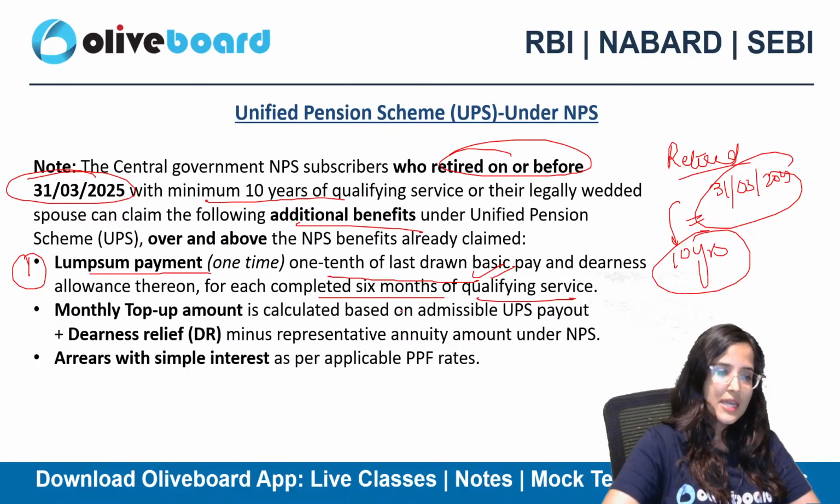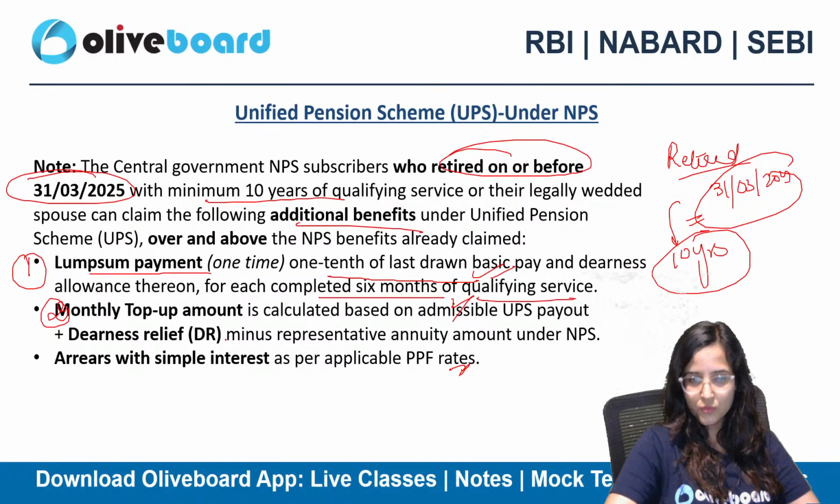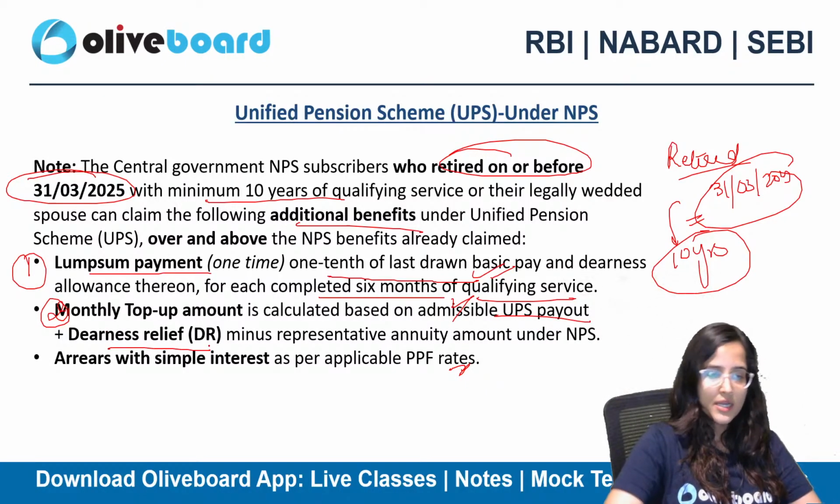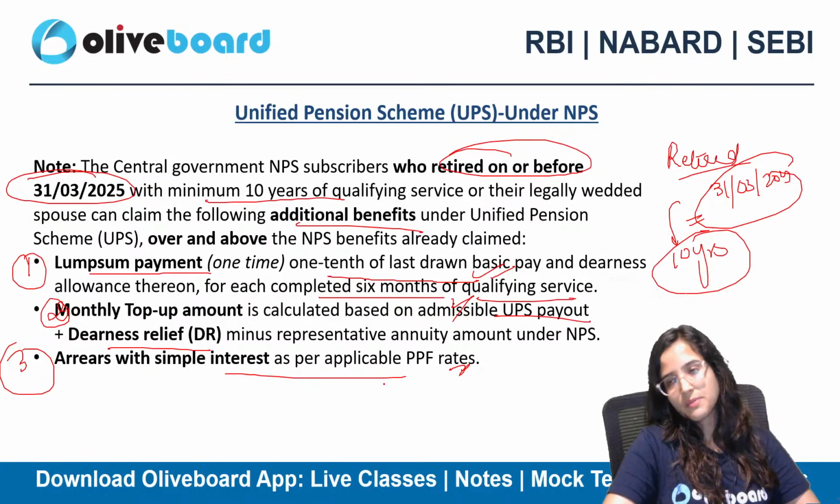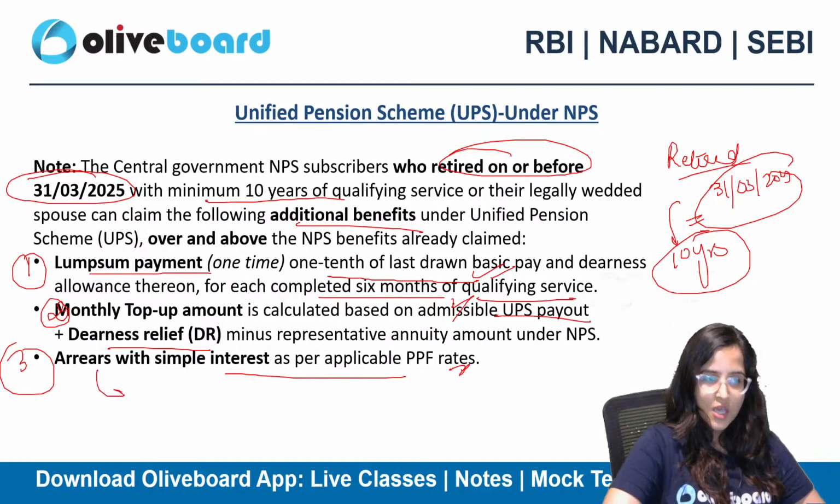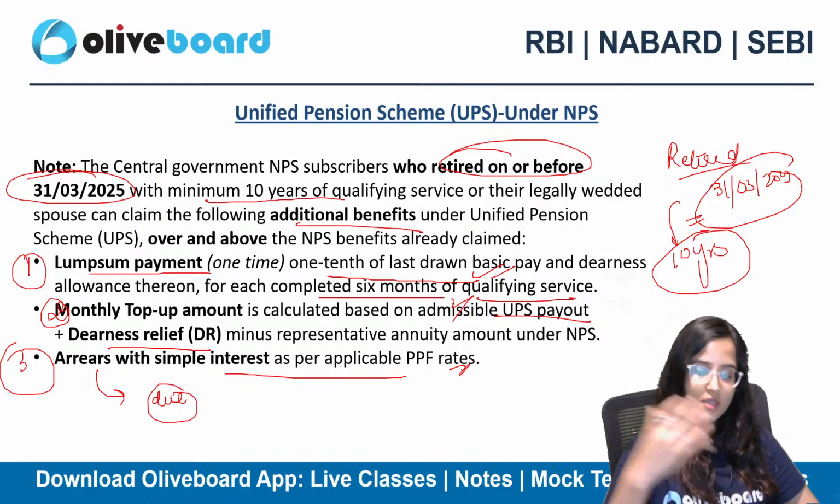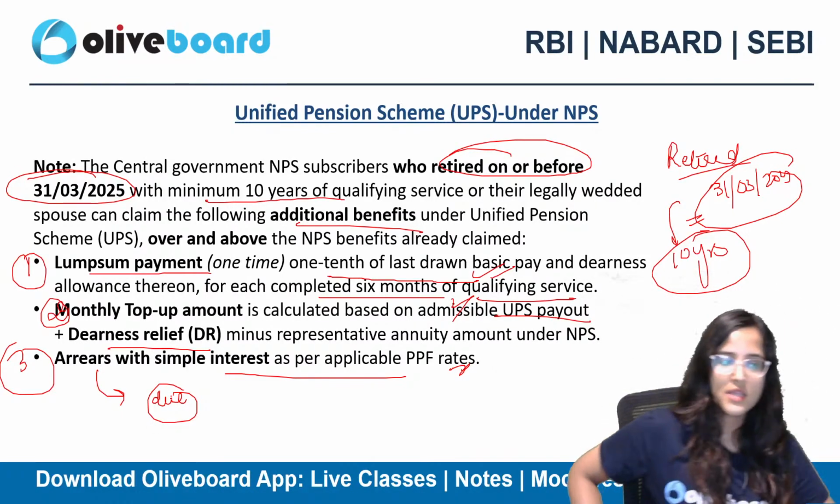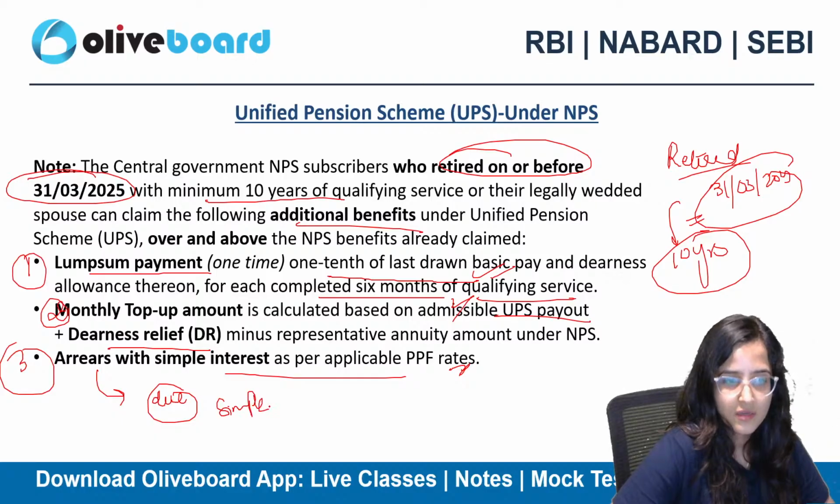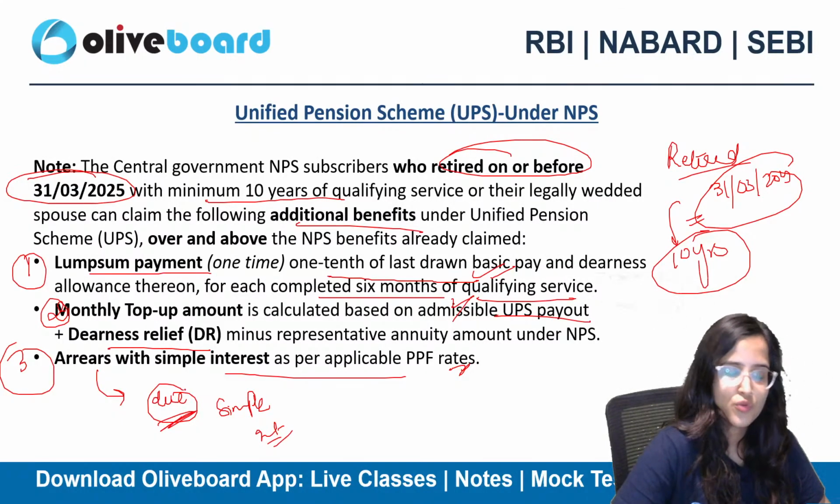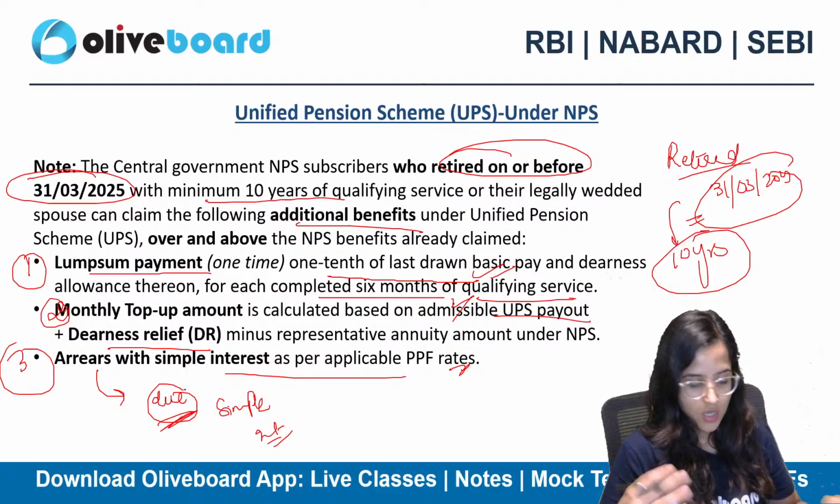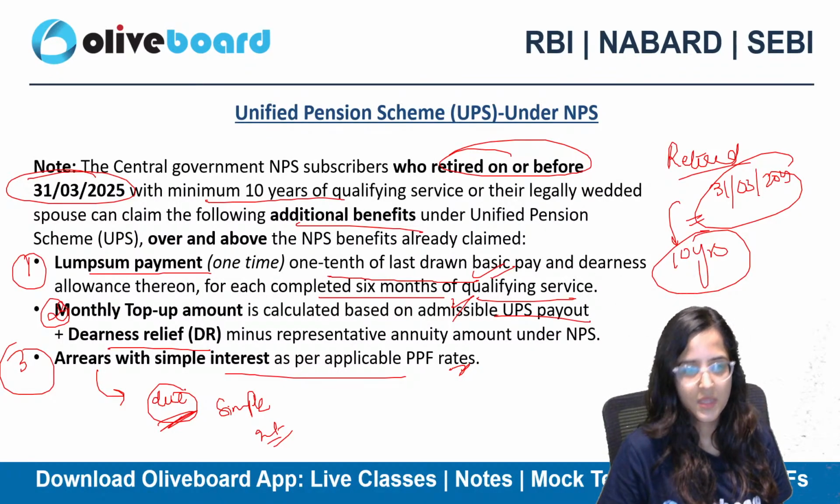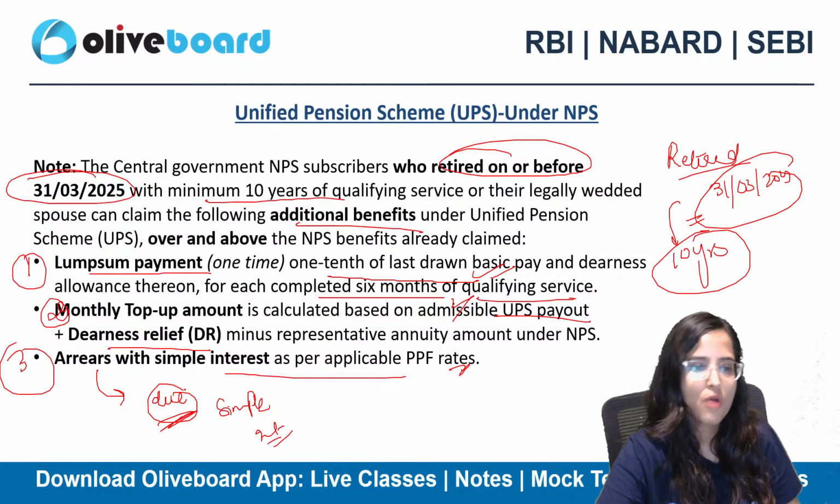Secondly, you're going to get a monthly top-up amount, which is based on the admissible UPS payout, plus dearness relief. Okay? Thirdly, arrears with simple interest as per the applicable PPF rate. So arrears are basically when you have not given your contribution. So there's a simple interest which is levied, or if you're not able to give that money in due time, then after that there's a penalty. Okay, an amount of interest is charged.